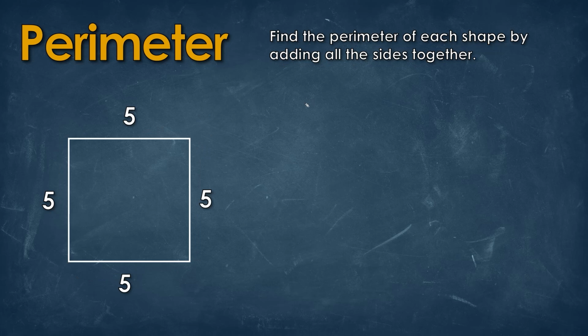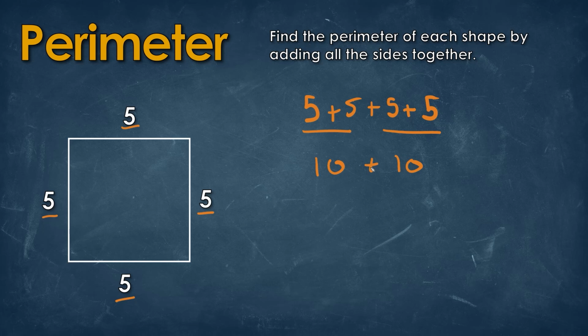Another way of seeing it is the addition of each number for each side. So it would be 5 plus 5 plus 5 plus 5. We can make it easy by adding two of these numbers together. So 5 plus 5 is 10. 5 plus 5 is 10. So 10 plus 10 should be 20. If we add this together, 10 plus 10, 0 plus 0 is 0. 1 plus 1 is 2. So the answer is 20.